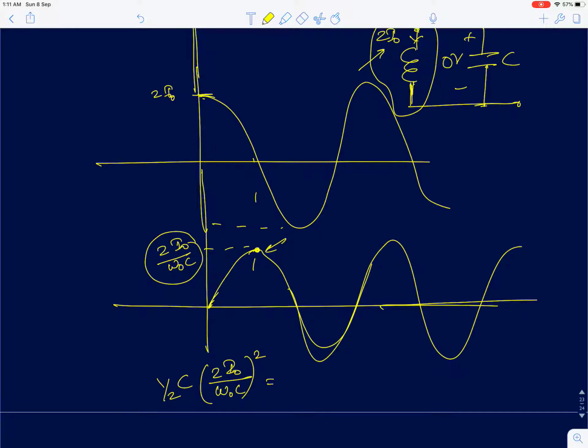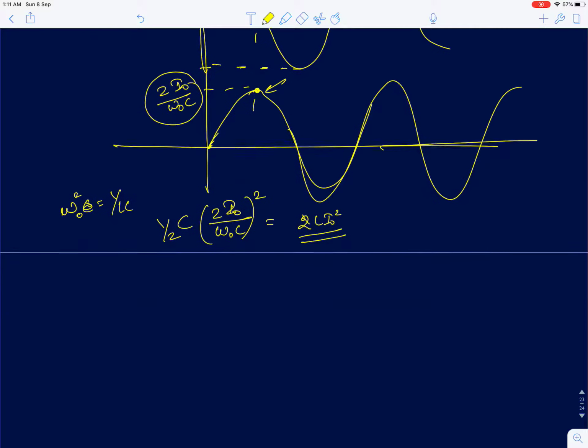Okay, if I substitute omega naught C, and use the result omega naught square equals 1 by LC, this simply reduces to 2L I naught square, and that was the energy stored in the inductor at t equal to T by 2. So it is half L into 2 I naught square, which is 2L I naught square. That energy stored in the inductor will keep going to the capacitor, and it will keep shuffling between the capacitor and inductor indefinitely. So the peak value will be 2 I naught. So if I leave the circuit at t equal to T by 2, I will get this.